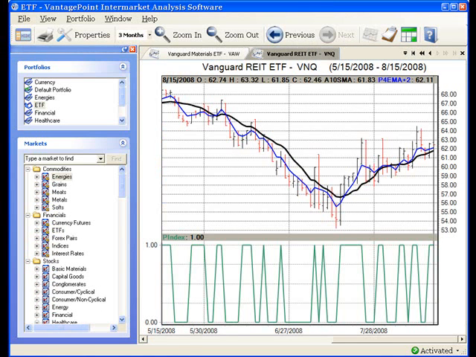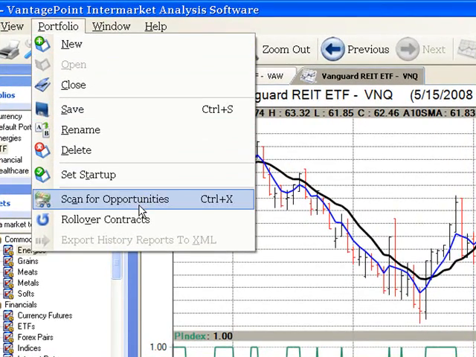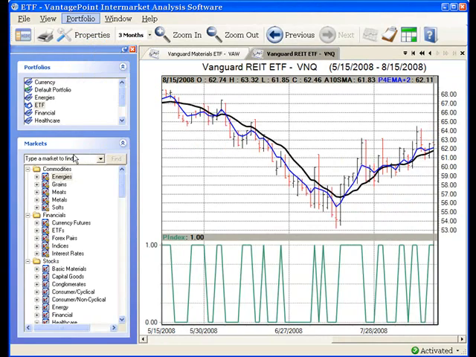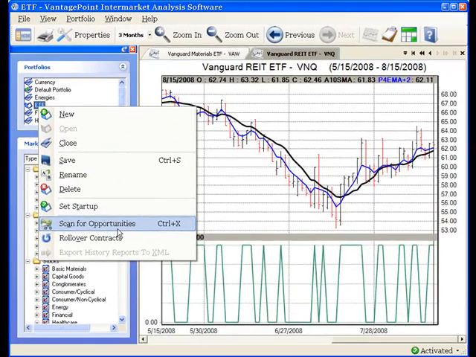After all of the charts or reports in the portfolio are open, you can access Scan for Opportunities using either of the following methods. You can click Portfolio on the main menu, and then select Scan for Opportunities on the drop-down menu, or right-click on the name of the open portfolio, and then select Scan for Opportunities from this drop-down menu.